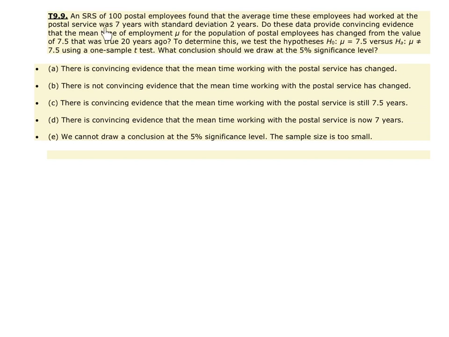Number 9, an SRS of 100 postal employees found that the average time these employees had worked at the Postal Service was 7 years, with a standard deviation of 2 years. Do these data provide convincing evidence that the mean time of employment mu for the population of postal employees has changed from the value of 7.5? That was true 20 years ago. To determine this, we test the hypothesis that H sub O, mu is equal to 7.5, versus H sub A, mu is not equal to 7.5, using a one-sample t-test. What conclusion could we draw at the 5% significance level?